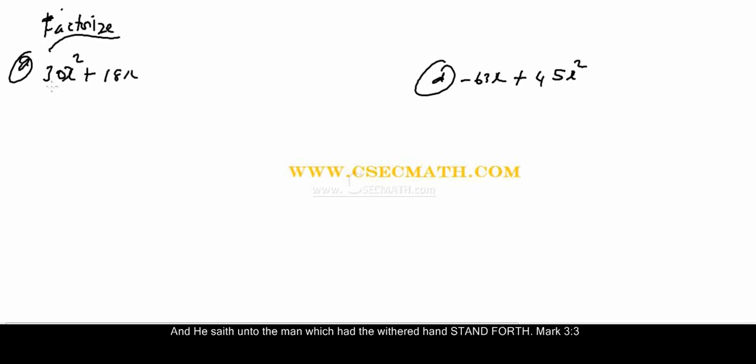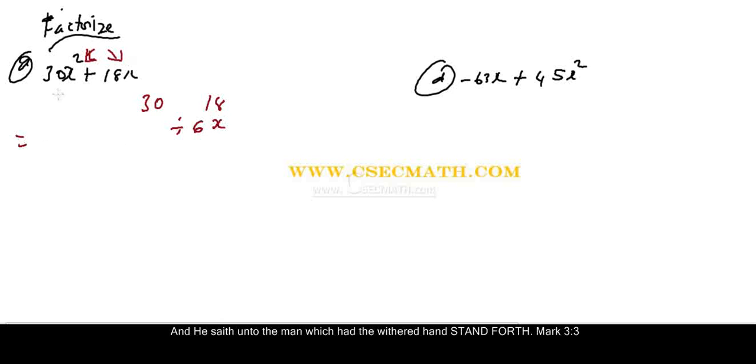Okay, we have 30x squared positive 18x, and we got negative 63x positive 45x squared. So we would do two problems. We want you to do the other two. Now between 30 and 18, the only quantity that can divide 30 and 18 would be 6. I see a presence of an x squared and the presence of an x, so I'm going to take x.